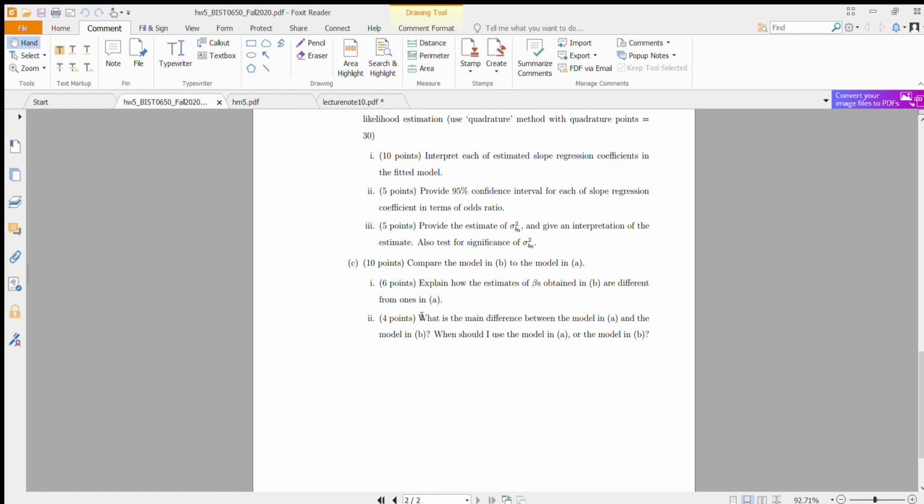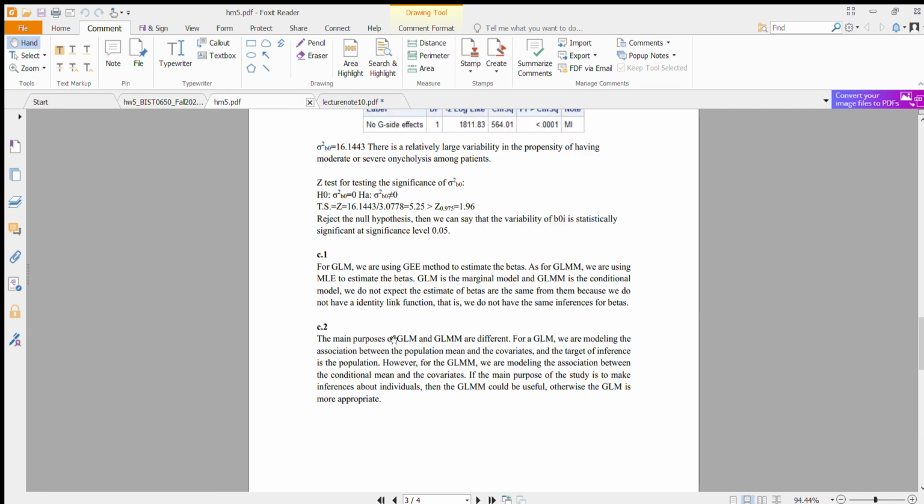Like we just said, the main difference between the models in GLM and GLMM is the interpretation of the betas. The main purposes of GLM and GLMM are different. For a GLM model, we are modeling the association between the population mean and covariates, and the target of the inference is the population. But in GLMM, we are modeling the association between the conditional mean and the covariates.